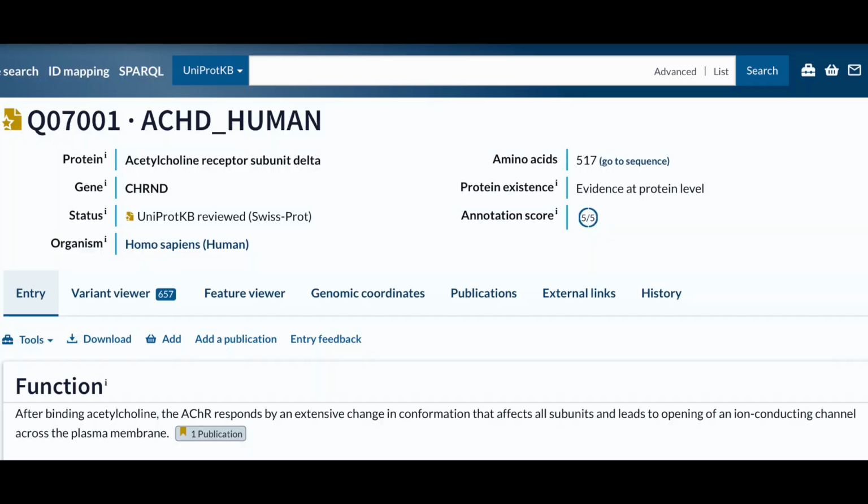Now, we have the toxin made, right? And now it's going on to the receptor, which is also a protein. And looking at the UniProt database, I'm just showing the human CHRND gene, which encodes the delta subunit of the nicotinic acetylcholine receptor. And you can see that that one subunit is made up of 517 amino acids.